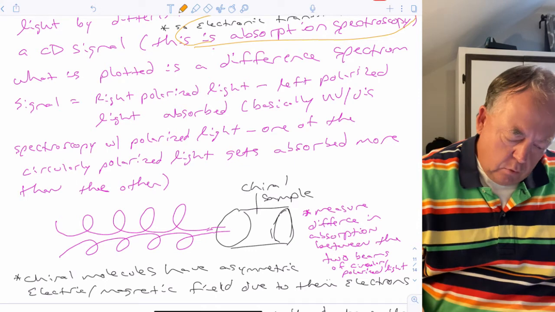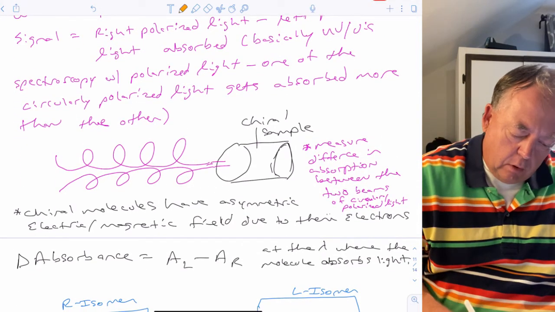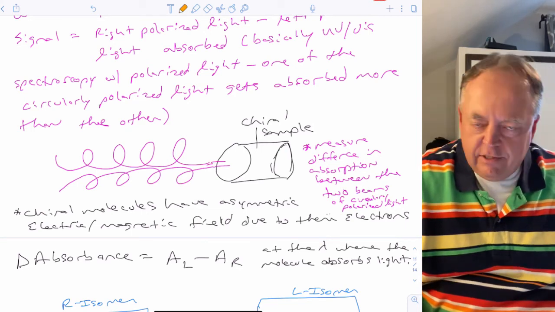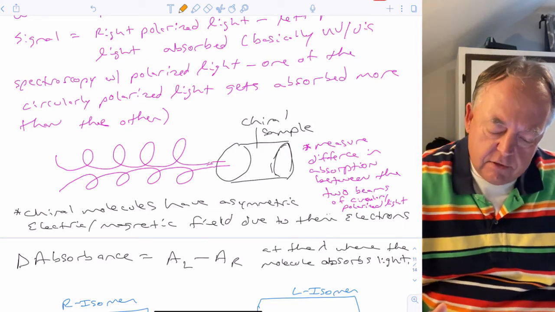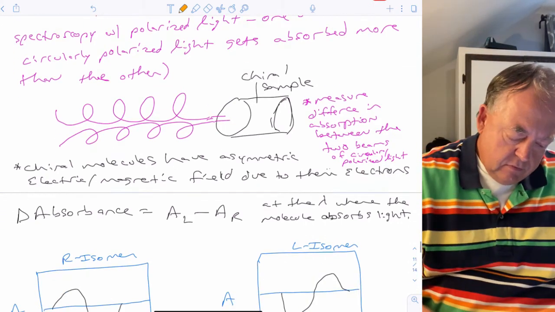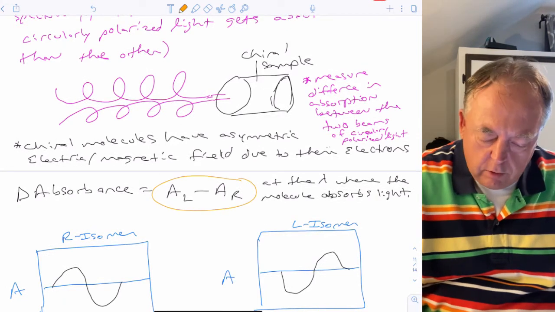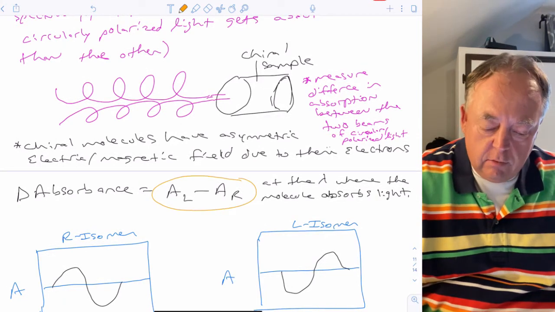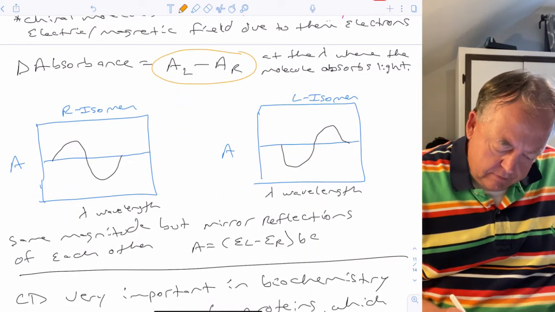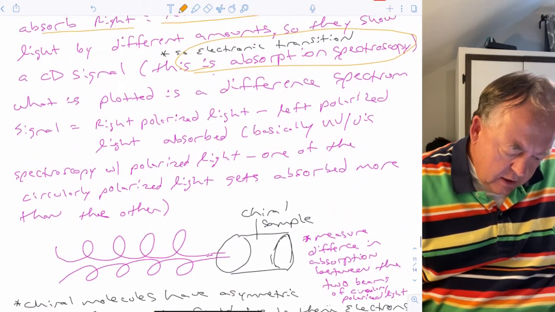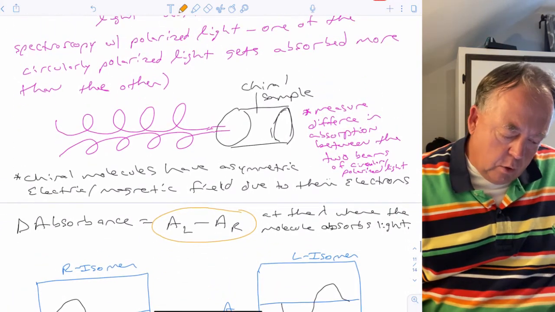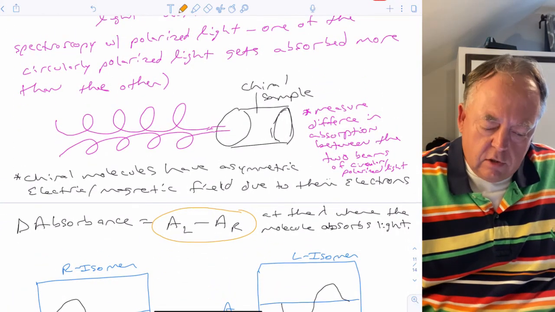Basically, what you're going to do is have right and left polarized light go through the sample, and the chiral sample is going to absorb right polarized light and left polarized light by different amounts, and so you have a different spectrum that results. You just measure how much of the left polarized light and how much of the right polarized light it absorbed. Why does it do this? Because if the molecule is chiral, then it's going to interact with the circularly polarized light differently.